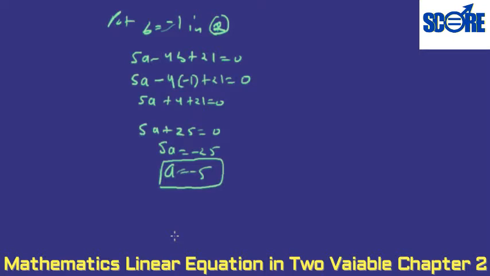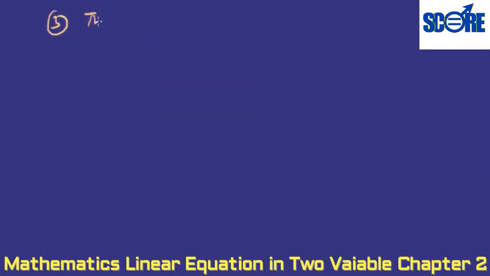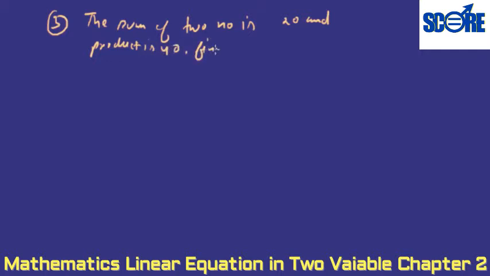Let's move to another question. The sum of two numbers is 20 and product is 40. Find the sum of their reciprocals. Let's see how we can solve this.